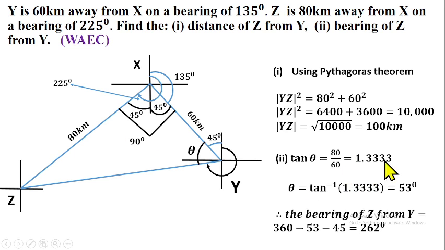80 divided by 60 will give us 1.3333. Then to find theta, that will give us a tan inverse of 1.33, that will give us 53 degrees approximately. So that means this angle here is 53 degrees.